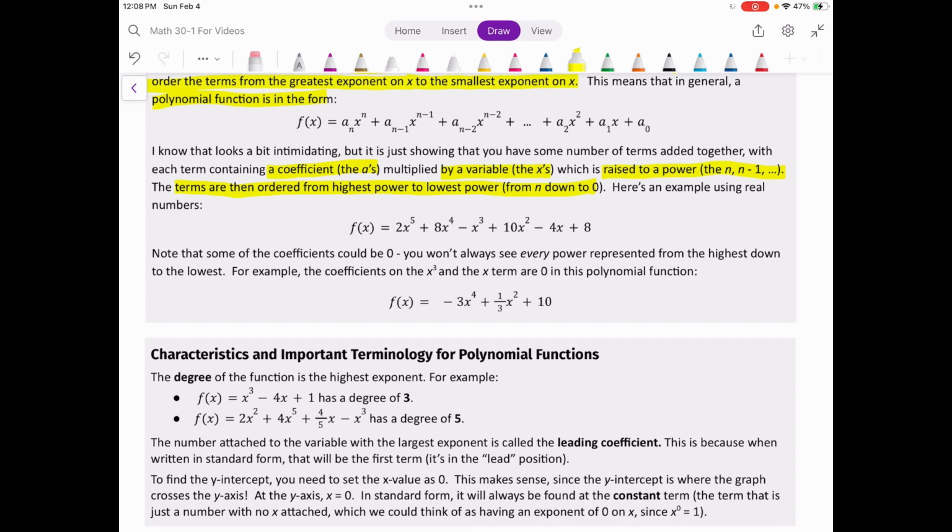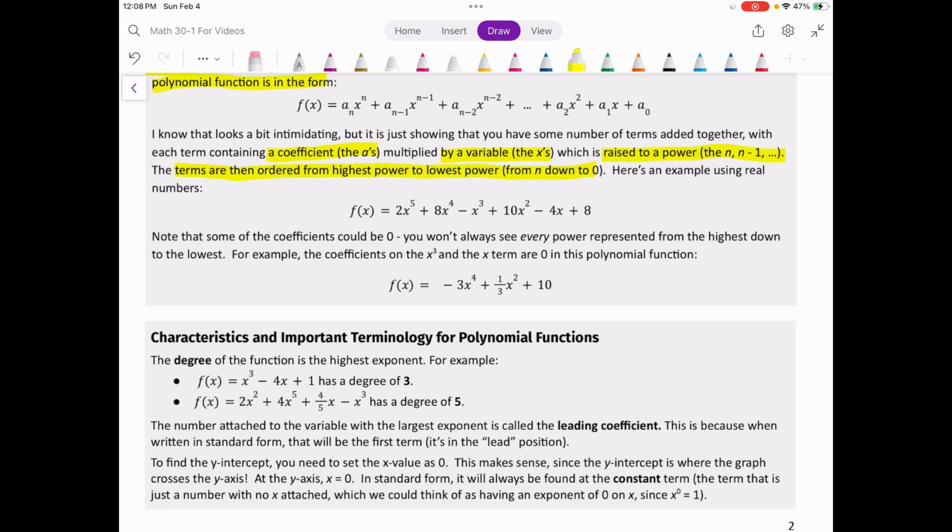An important note here, not every polynomial is going to have every power of x represented though, okay? Even in standard form, right, it's not always going to go from 5 to 4 to 3 to 2 to 1 to 0. It will go from the highest power on x to the lowest power on x, but some of those coefficients could be 0, and so you won't always see every power represented from the highest down to the lowest, right?